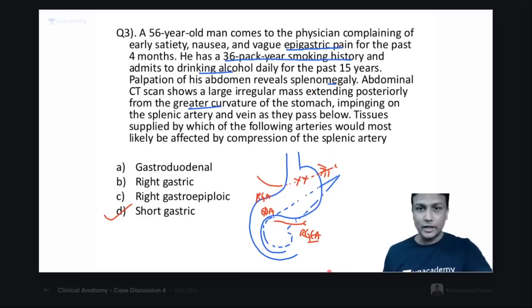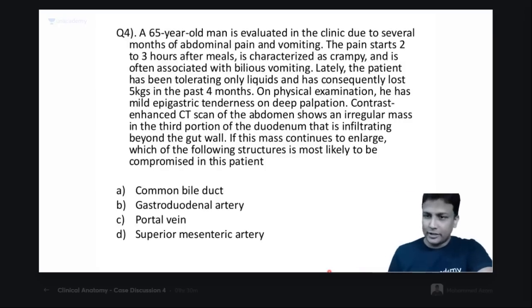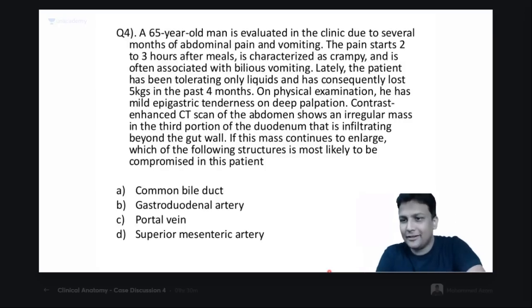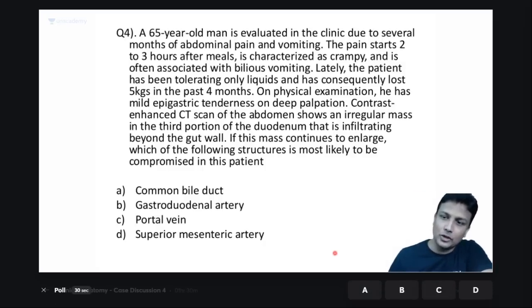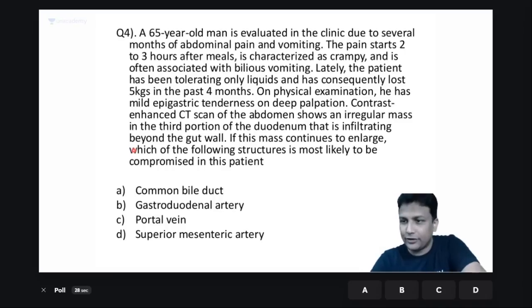Fine. Next one. Let us deal with the fourth case here right now. My dear friends, read this case, try to answer this one, and we'll wind up the session for today. Come on, sir. I think you have read this one, and your time starts now. Yes, the poll starts now. 30 seconds of time for giving the answer.